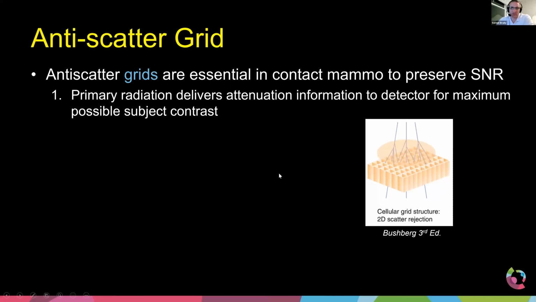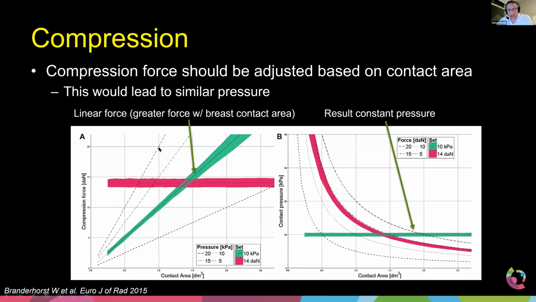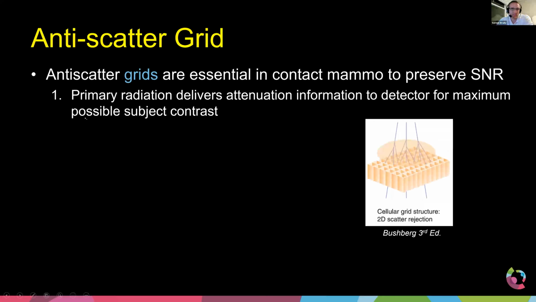What you really need to do is kind of look at how you calibrate your force. You need your force sensor so you can calibrate the compression paddle, and standardizing as best you can the way you actually apply that compression so that you get equal compression, so more uniform imaging across all breast sizes.